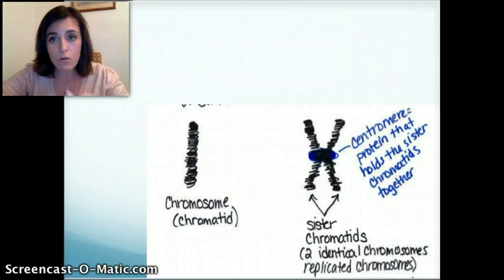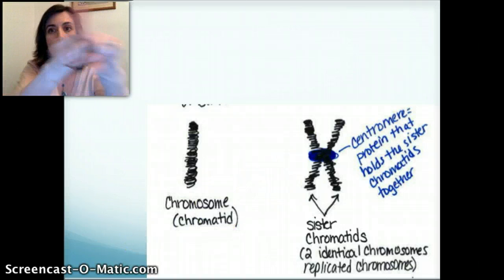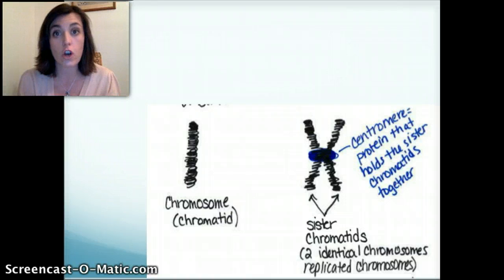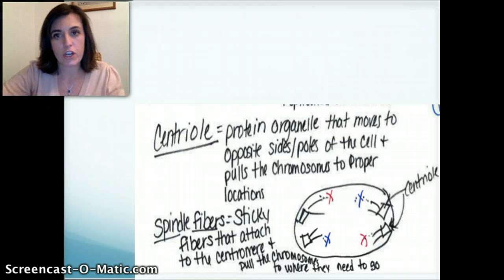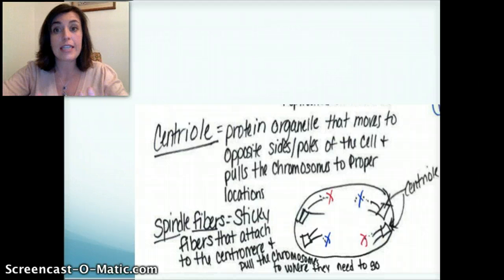Okay, so how are we going to move those two sister chromatids around in the cell, move them where they need to go when they need to be there? That's where these really cool things called centrioles come into play. Now these guys are super stealthy. They only appear during division. You don't see them in the cell unless the cell is dividing.